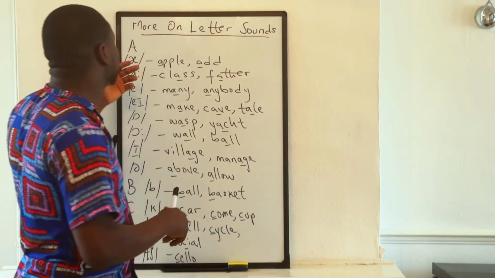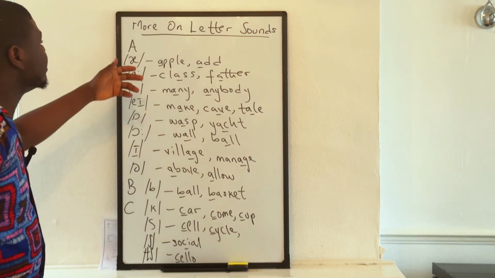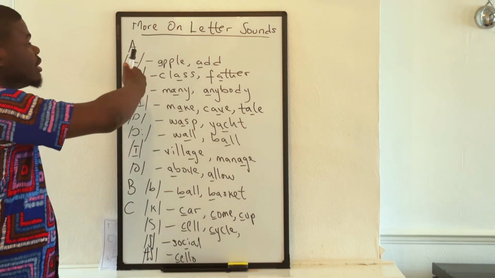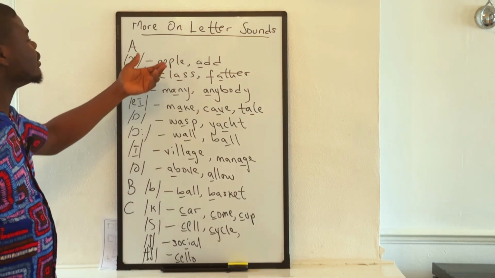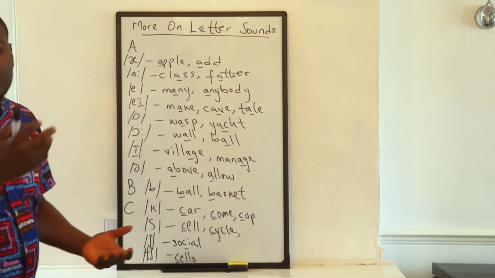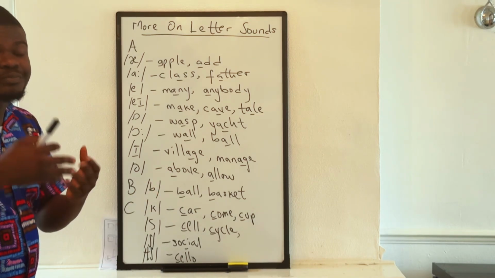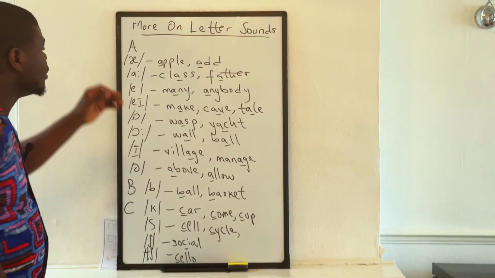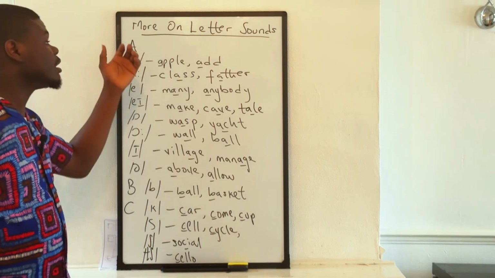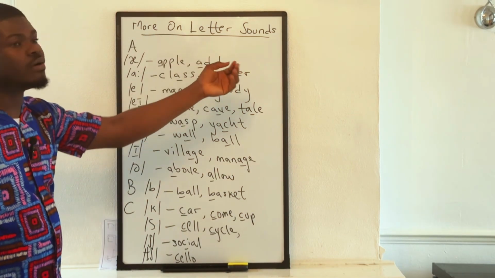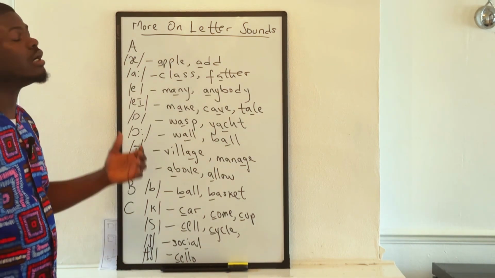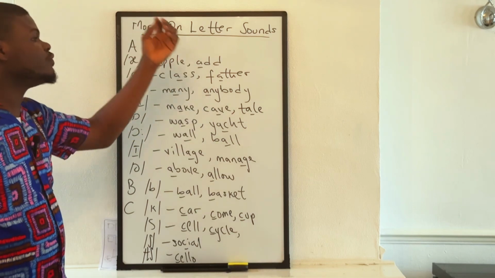So the first letter we've got is the letter A, as usual, and the letter A sounds /æ/. That's the first sound you've got there, the /æ/ sound as in apple, as in ad. The sound can also be in the middle or the final position in any word. The next one we've got is the long /ɑː/ sound, as in class or father. So that's the letter A also giving us the long /ɑː/ sound, as in class or father.